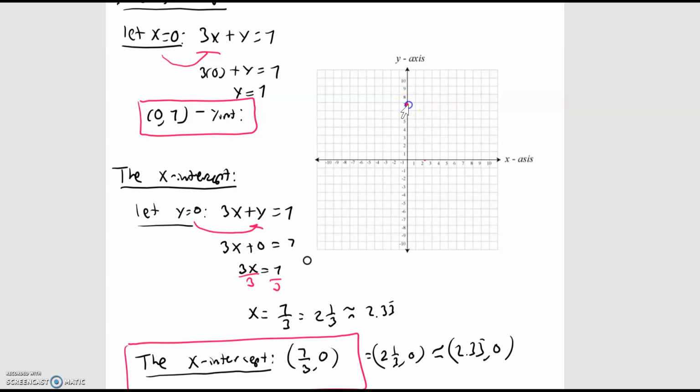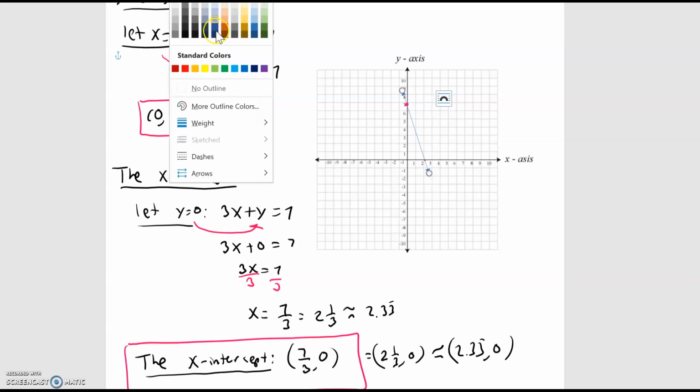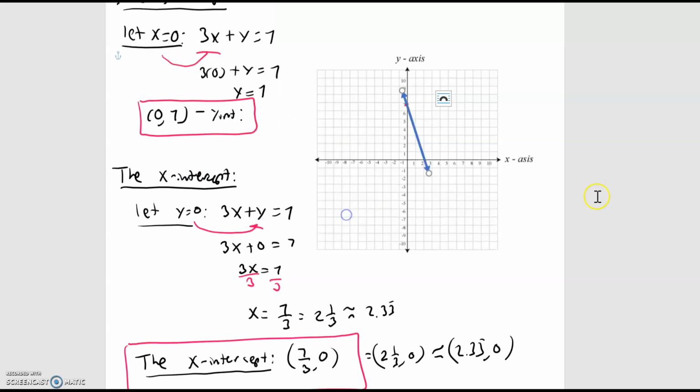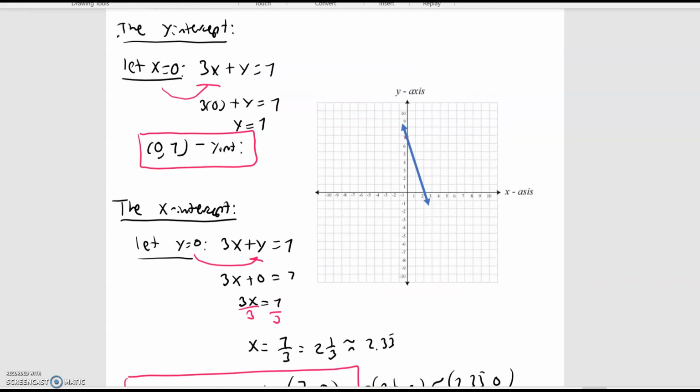And obviously we're still using this to scale, but that happens to be our line crossing through those two coordinate points. Let me just make it a little bit thicker. And that's our line. Let me go back to the drawing. The coordinate points that we found were 0, 7, which is here, and then 2 1/3, which is technically there.